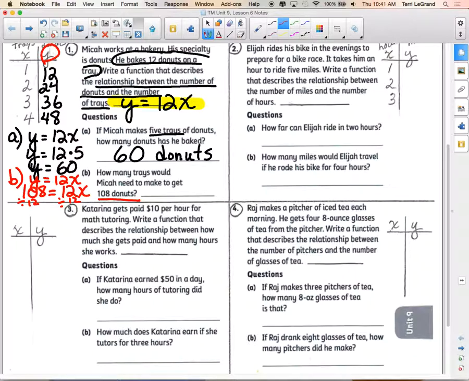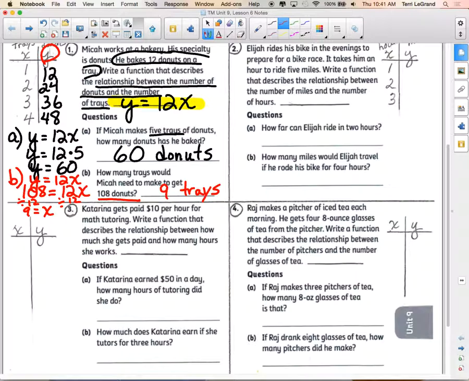How many 12s do we have? 1, 2, 3, 4, 5, 6, 7, 8, 9 of them. So apparently 108 divided by 12 is 9. 9 equals x. So our answer is 9 what? Trays. 9 trays.